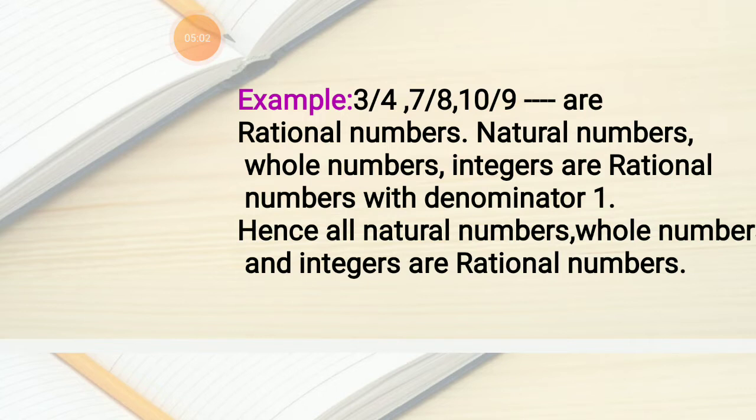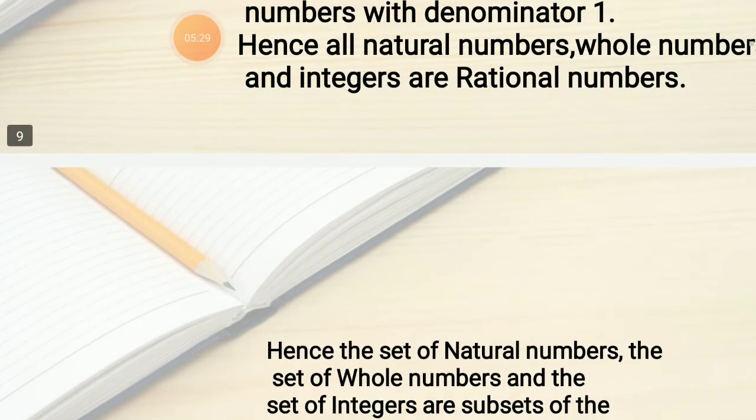Because they are in p by q form, q not equal to 0, and GCD of p, q is 1. Natural numbers, whole numbers, integers are rational numbers with denominator 1. Because if you take a natural number 10, 10 is equal to 10 by 1, which is a rational number. Suppose you take a whole number 0, 0 equals 0 by 1, which is a rational number. If you take an integer minus 5, it is equal to minus 5 by 1, which is a rational number. Hence all natural numbers, whole numbers and integers are rational numbers.